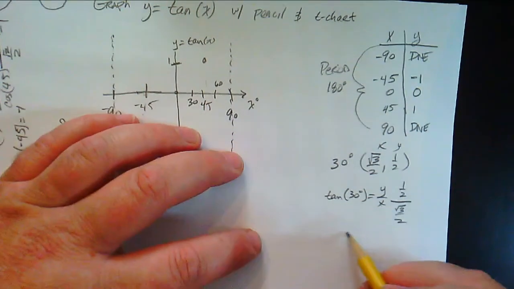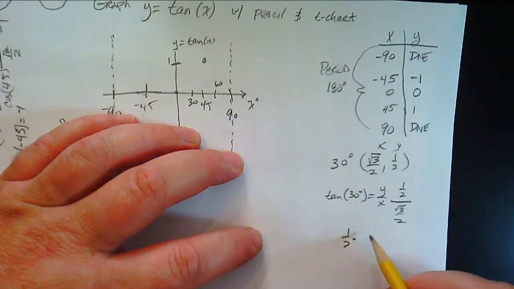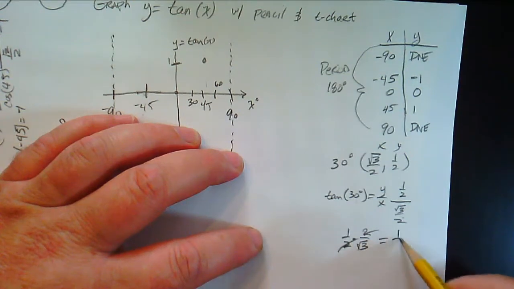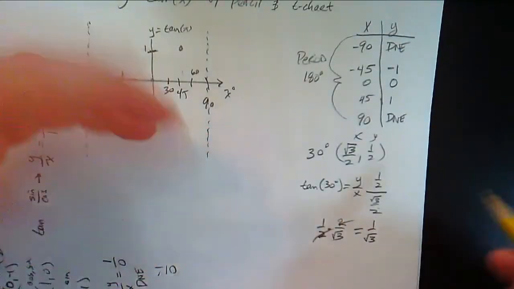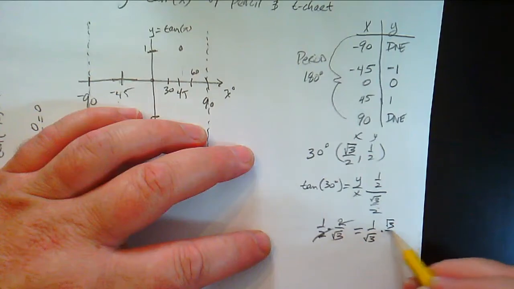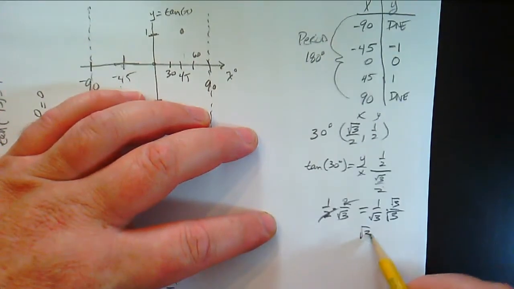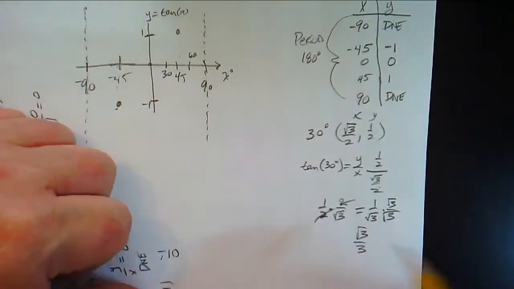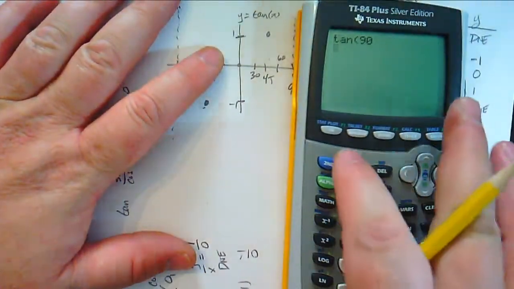We can simplify that. Then we multiply by the reciprocal, yes? So the 2's reduce, and you're left with 1 over the square root of 3. You can rationalize the denominator, right? You could probably do it in your head. So you get the square root of 3 over 3. I think that's like 0.577. Let's find out.